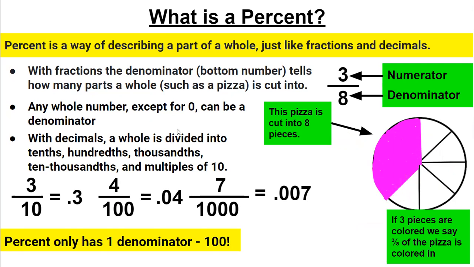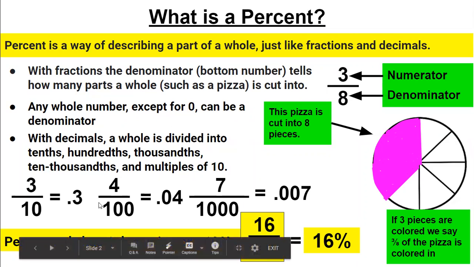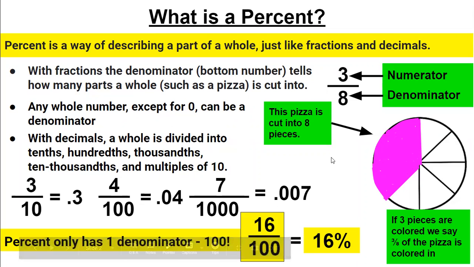Percent only has one denominator, one bottom number, and that number is 100. 16 over 100 is equal to 16%. Okay, notice the difference. A fraction can have any bottom number. A decimal will have a bottom number of 10, 100, or 1,000, or 10,000, or 100,000, etc. Percent only has a bottom number of 100.